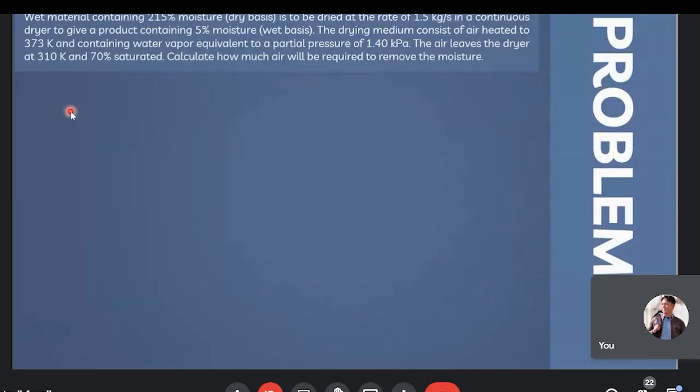The next problem: we have wet material containing 215% moisture on dry basis to be dried at the rate of 1.5 kg per second in a continuous dryer to give a product containing 5% moisture, wet basis. The drying medium consists of air heated to 373 Kelvin and containing water vapor equivalent to a partial pressure of 1.4 kilopascal. The air leaves the dryer at 310 Kelvin and 70% saturated. Calculate how much air will be required to remove the moisture.